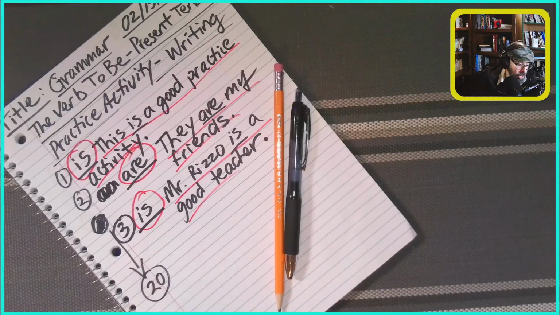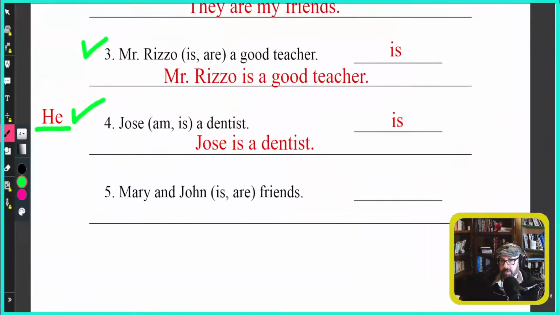Write your answer in your notebook as we go. Try to write your answer. Copy the statement. All right, number 5.